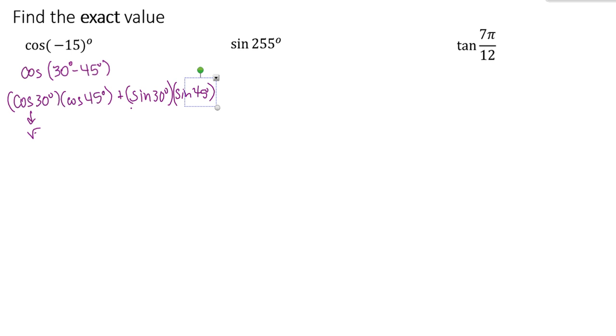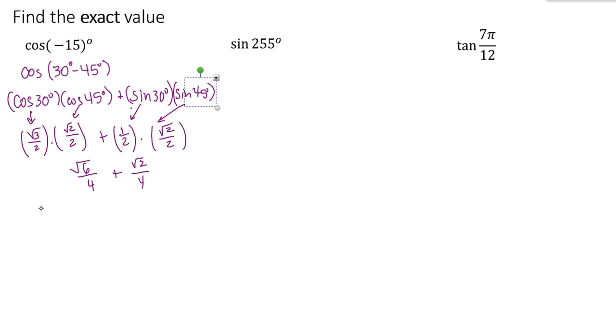Right, we got square root of 3 over 2 times square root of 2 over 2 plus 1/2 times square root of 2 over 2. So you can see now this repeating pattern. It's going to happen most of the time that you'll have square root of 6 and a square root of 2 in the top and then a 4 in the bottom. So we've got square root of 6 over 4 plus square root of 2 over 4, or square root of 6 plus square root of 2 all over 4. Done.